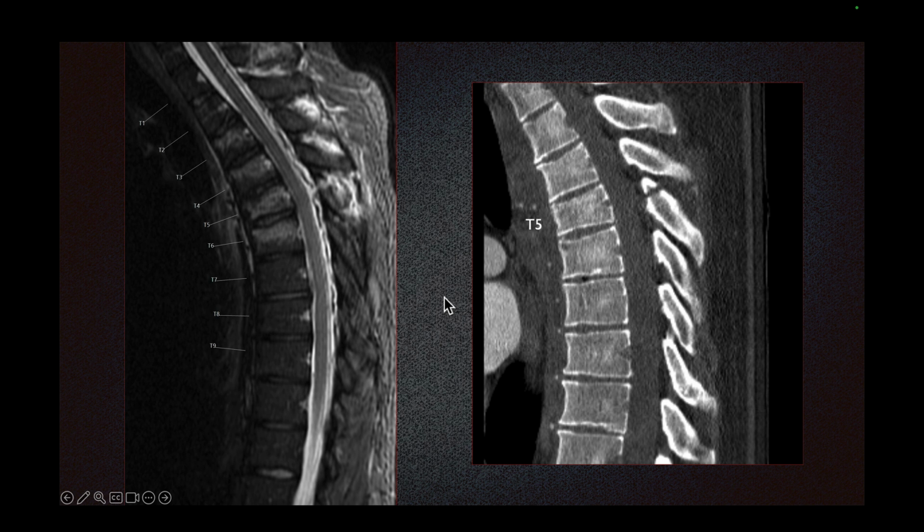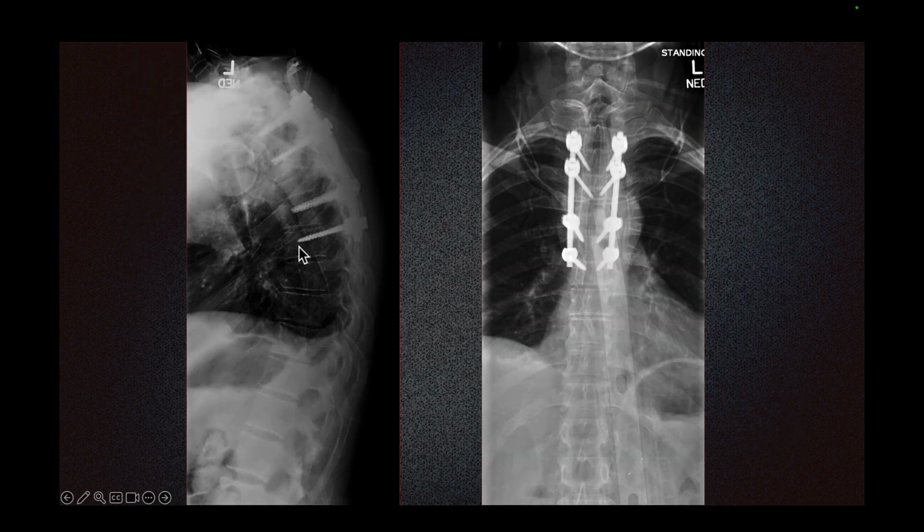We don't always do MRI in case of compression fractures. If there are concerning neurological symptoms, or if there is meaningful retropulsion of the fracture fragments into the spinal canal, MRI would be helpful. The patient was treated with posterior rod and screw fixation of the thoracic spine.